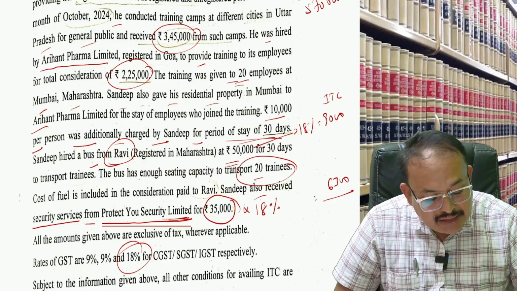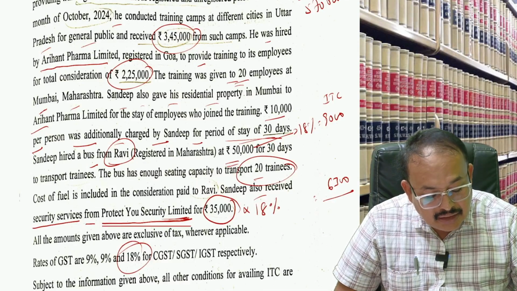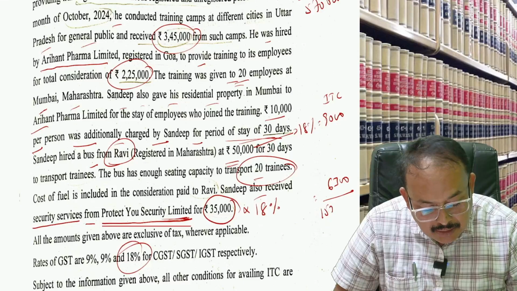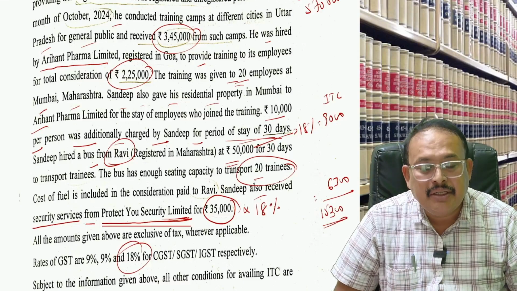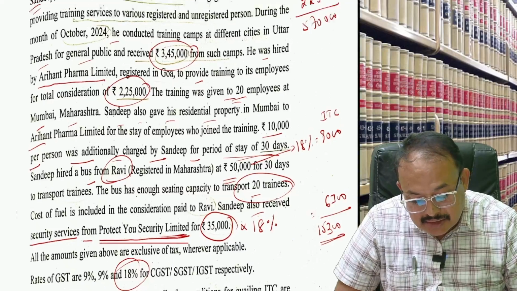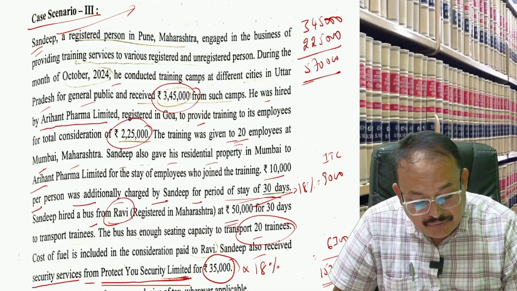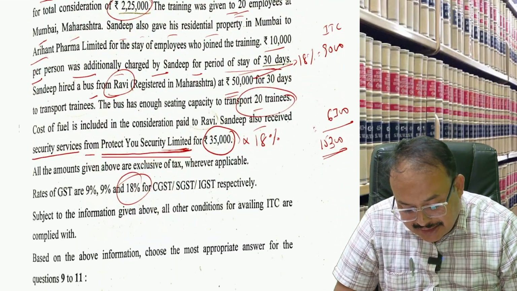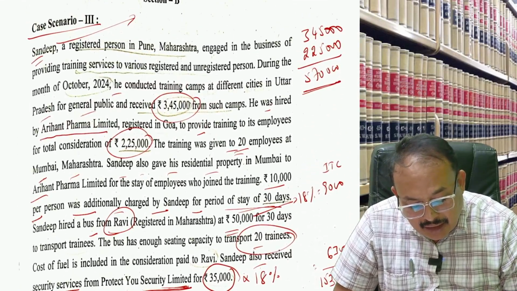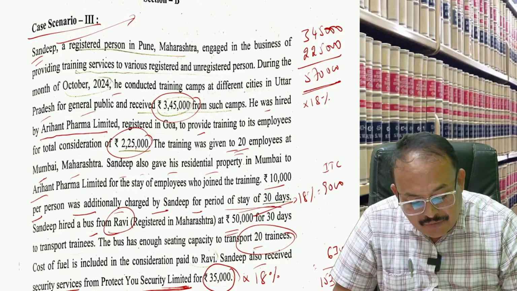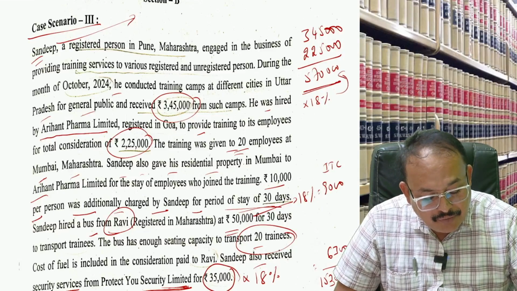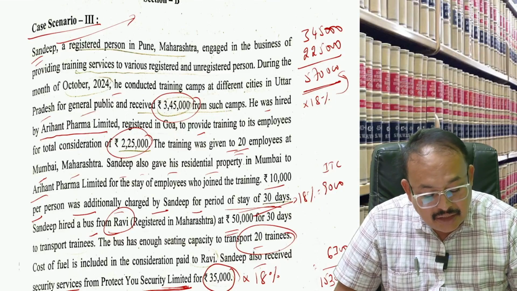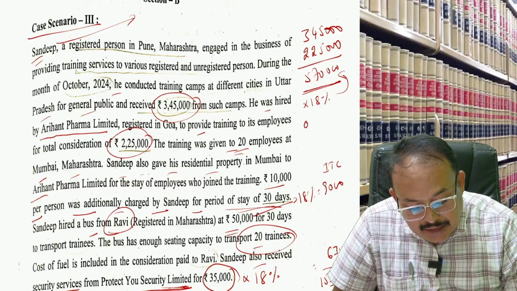So the eligible input tax credit for Sandeep is 15,300 rupees in total. Now, his outward supply is how much? 5,70,000. Now, GST liable to pay: it is an interstate supply, on which if you apply 18% IGST on 5,70,000, that is the output tax liable to pay.